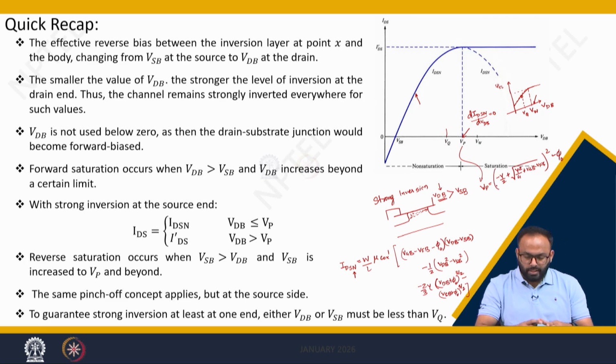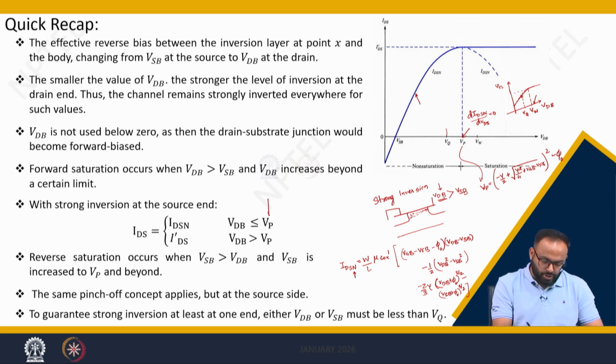Now we have done this analysis in the previous lecture considering that we do have a pinch off voltage which decides whether my current is IDSN or I dash DS, where I dash DS is the saturation part of the current. Let us simplify the analysis or the model further by considering body reference and source reference conditions.